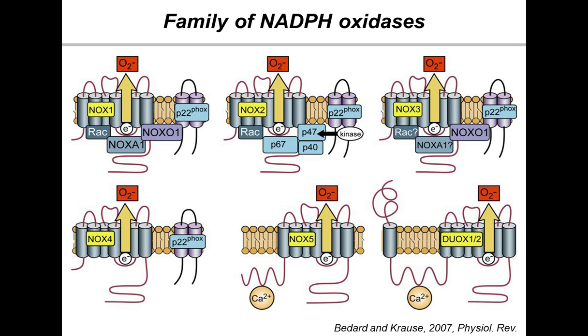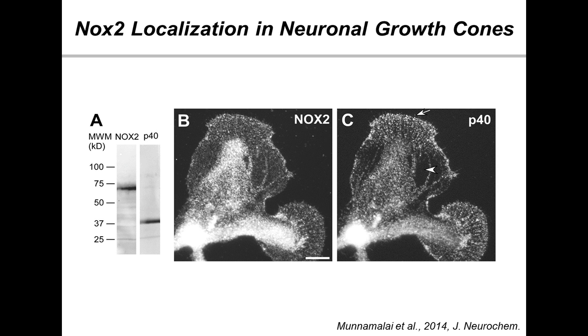So all have these enzymatic subunits that do the electron transfer from NADPH onto a molecular oxygen, producing a superoxide, shown here in red. But they are different in the way they are regulated and activated. Nox1, 2, and 3 are regulated by cytosolic subunits. Nox4 is constitutively active, and Nox5 and the 2 Duoxes are calcium regulated.